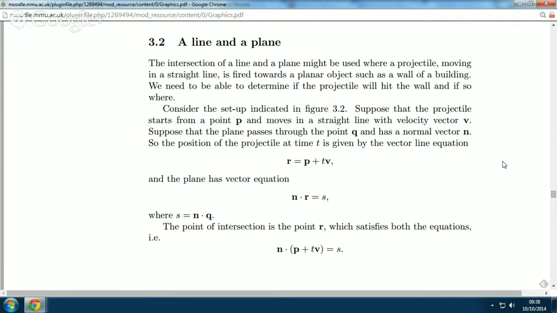So we have this equation here. Now, what kind of equation is this? It's a dot product equation equal to a scalar. What is known to us? What's unknown to us? Everything is known except the value t. We know n, we know p, we know v, and we know s. S, remember, is n dot q, and q is known to us. So it's a single equation with one unknown, t, so we ought to be able to solve it.